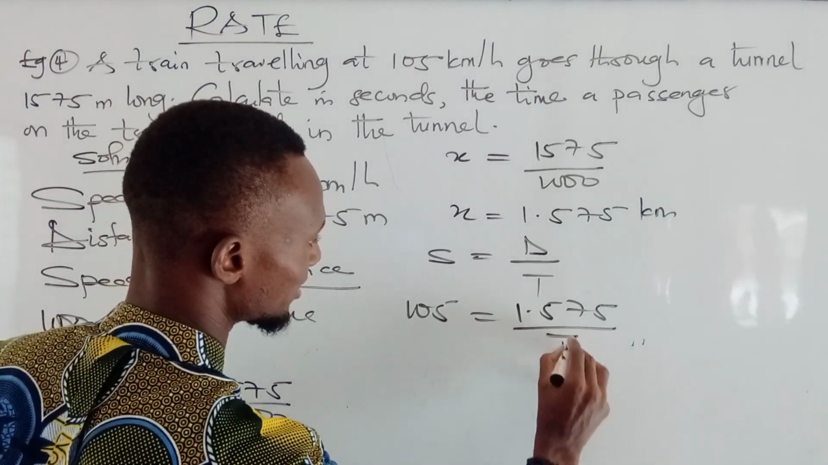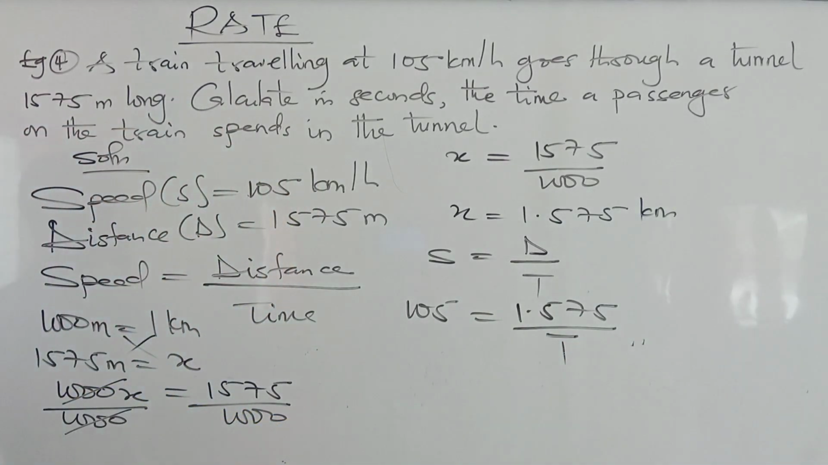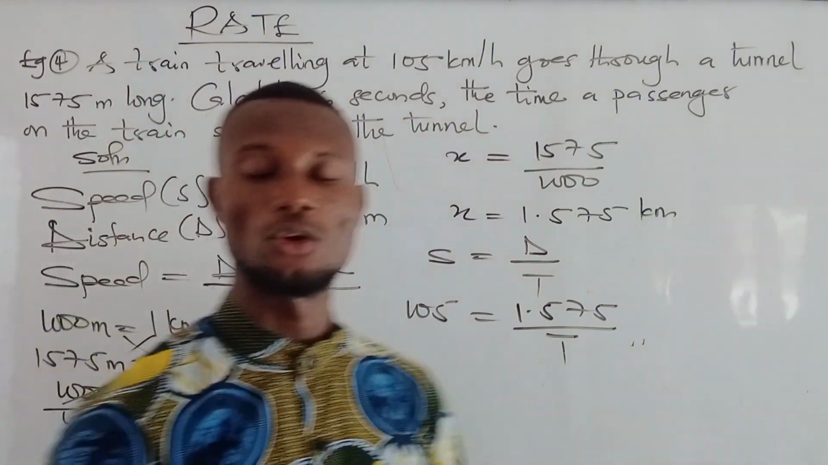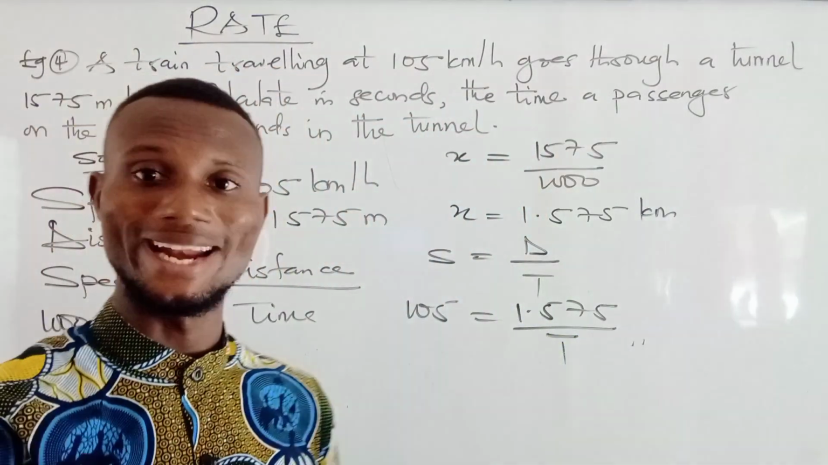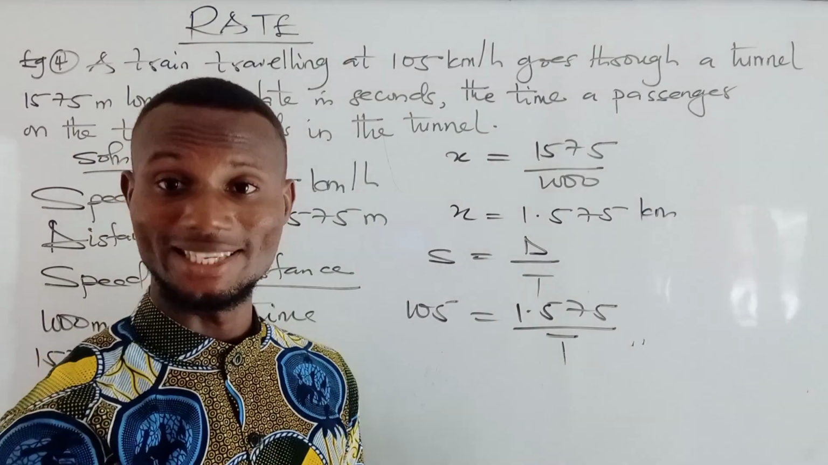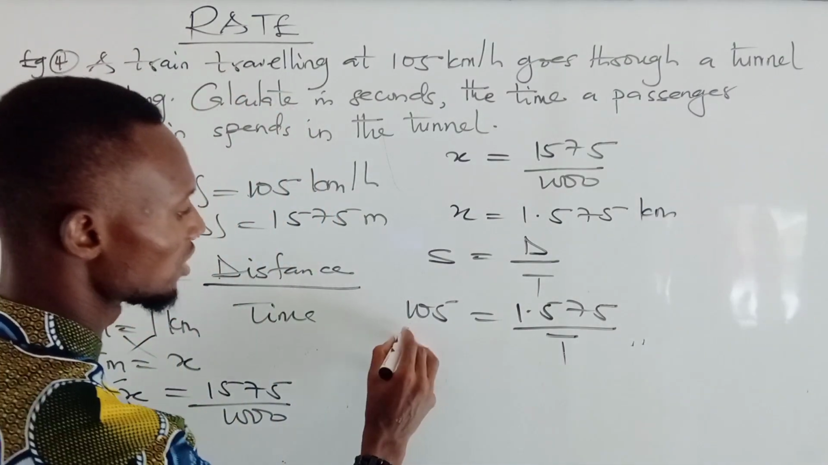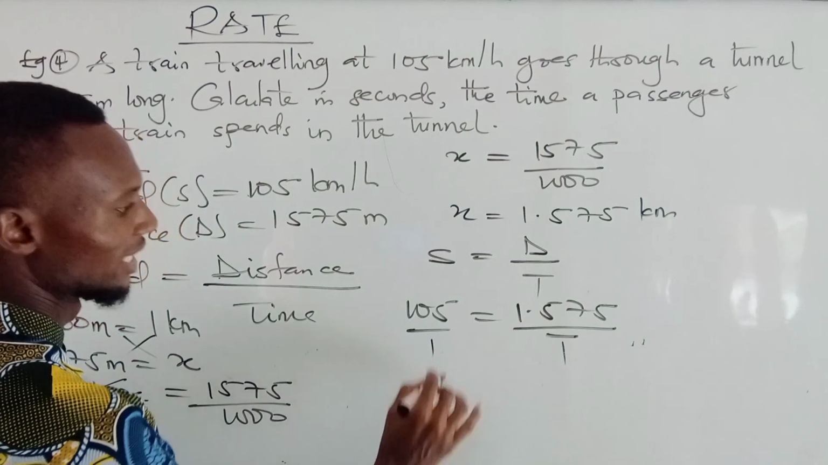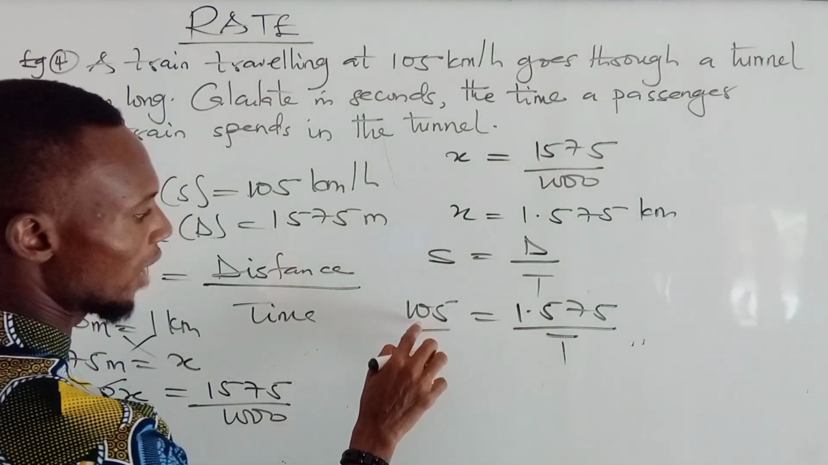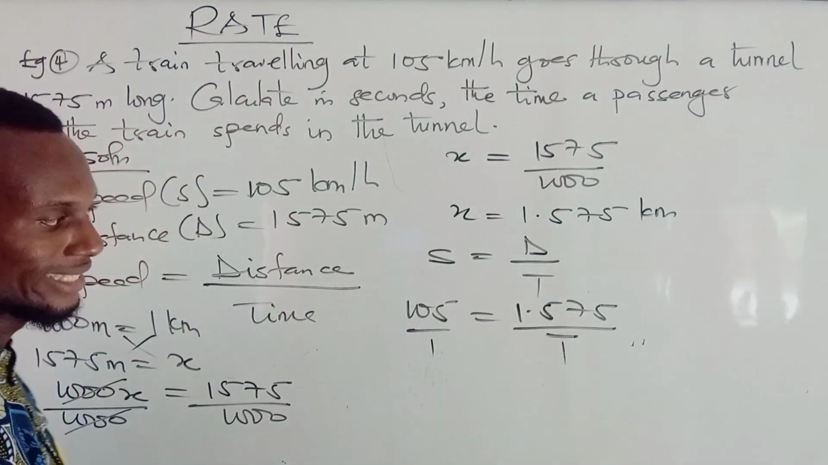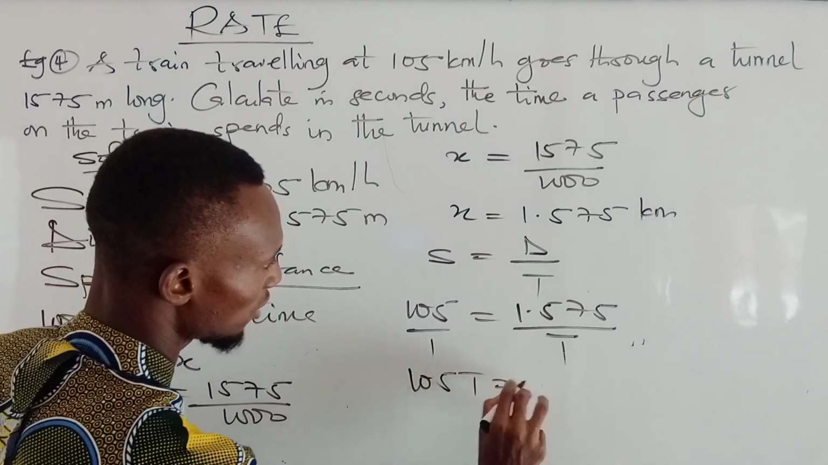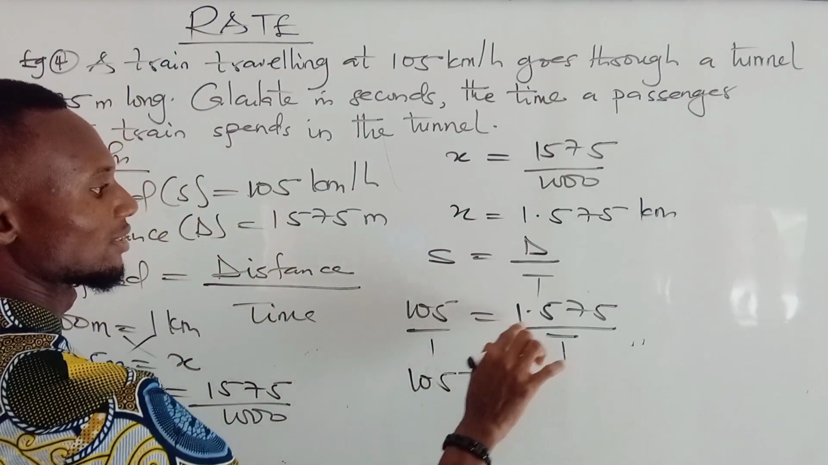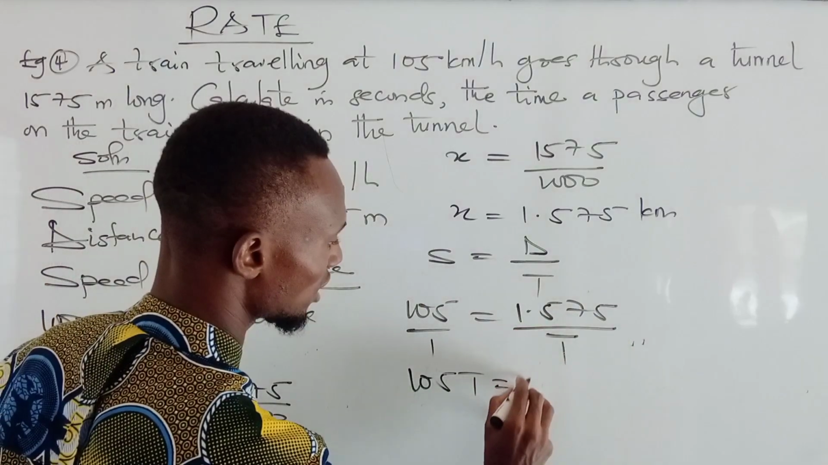So you just bring your t. From here you can just cross multiply to solve for your t, or you can multiply through by the LCM. Anyway, you get the same answer. You can make this one over 1, then you cross multiply 105 times the t. It will give you 105t equals 1 times 1.575.